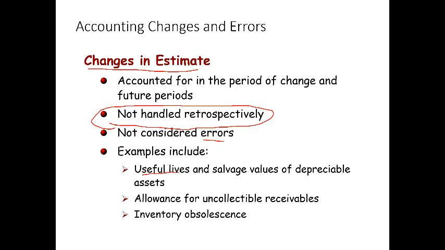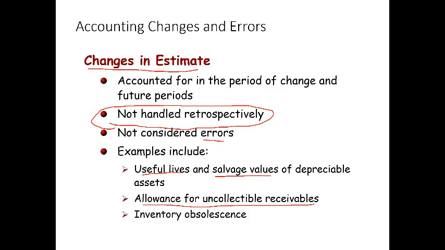So this is like changing the useful life or salvage value of depreciable assets, like that building estimate that we talked about in the prior example. Or if your allowance for uncollectible receivables changes, you're just going to make a change in the way that you record the allowance in the future. We're not going to go back and recognize expense in prior years or anything like that. We're not making any retrospective adjustment to beginning retained earnings.